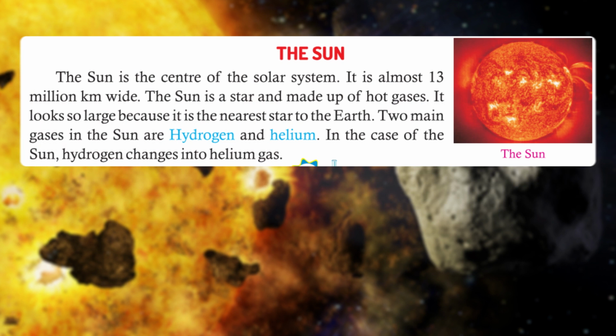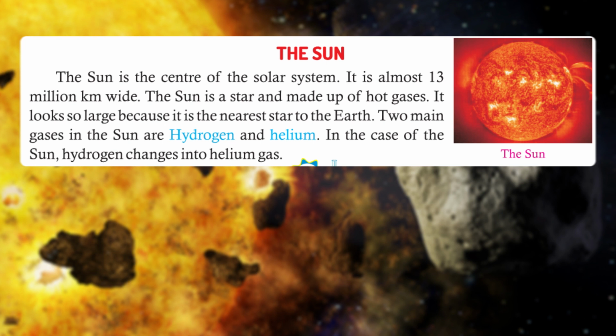The Sun. The Sun is the center of the solar system. It is almost 13 million kilometers wide. The Sun is a star and is made up of hot gases. It looks so large because it is the nearest star to the Earth. Two main gases in the Sun are hydrogen and helium.